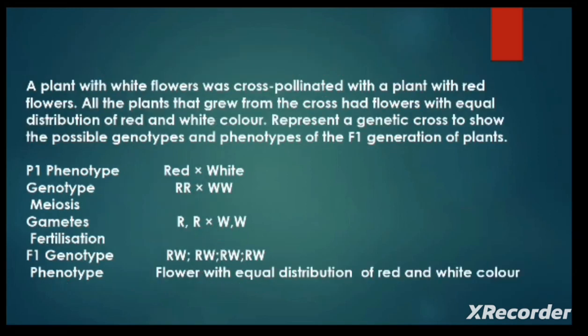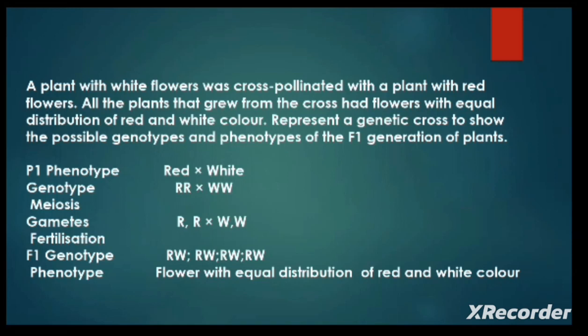A plant with white flowers was cross-pollinated with a plant with red flowers. All plants that grew from the cross had flowers with equal distribution of red and white color. So they're saying that a white flowers plant and a red flowers plant were crossed together, and the offspring had flowers that had white and red. So maybe the flower was red with white spots. Represent a genetic cross.